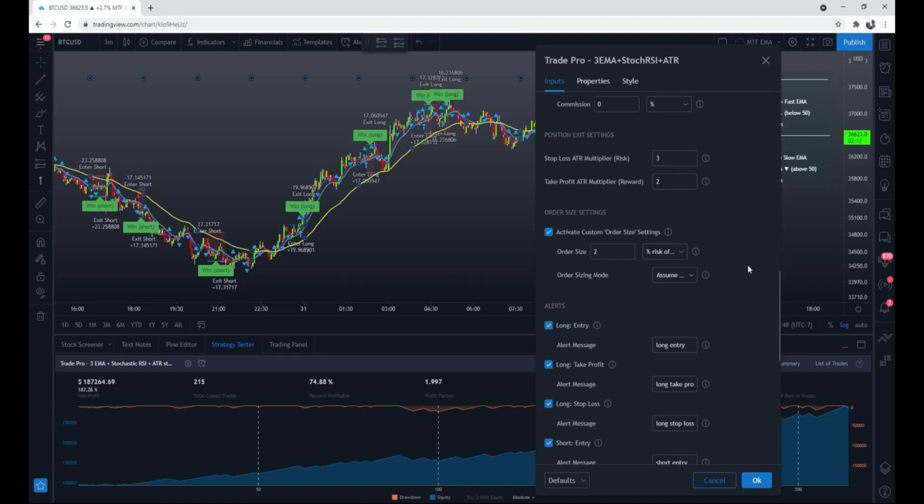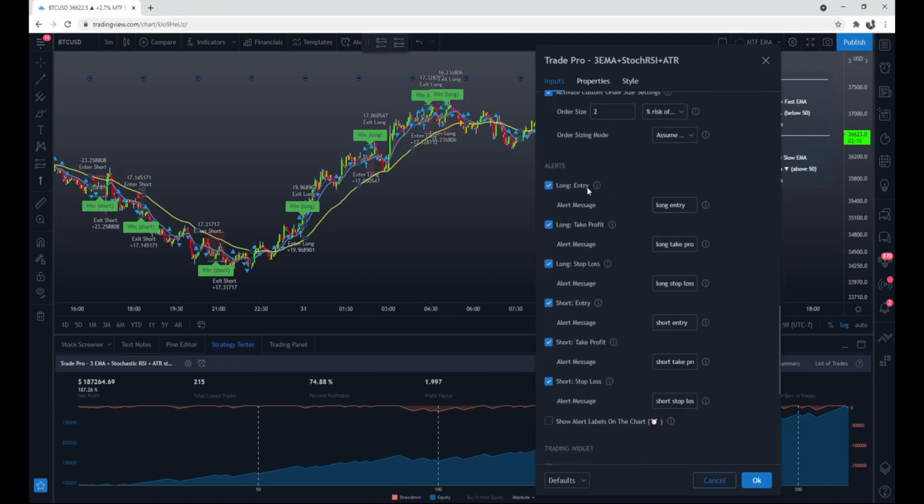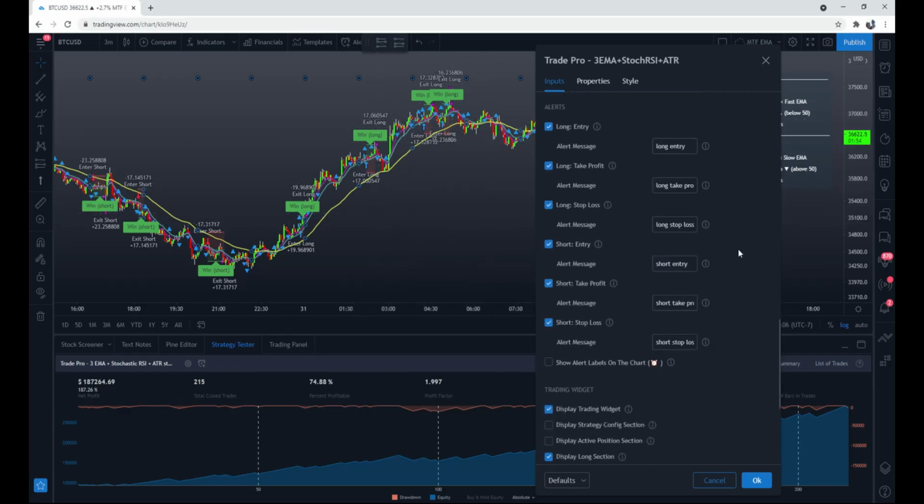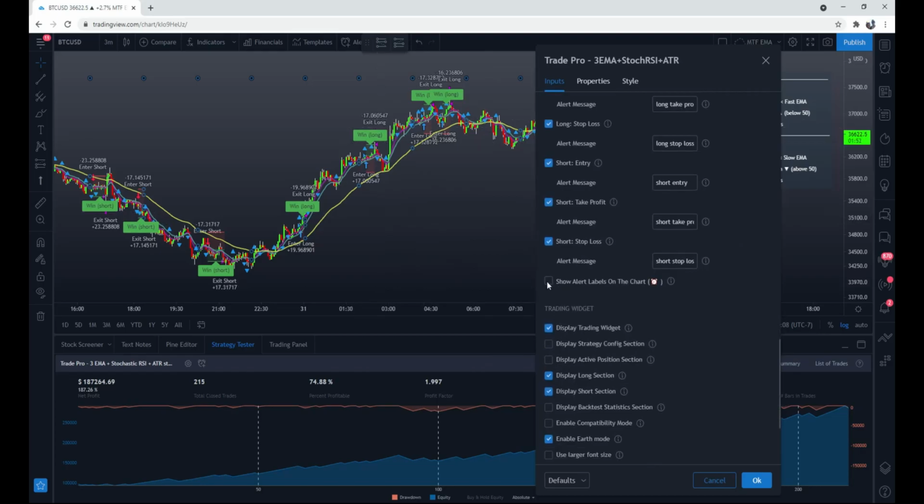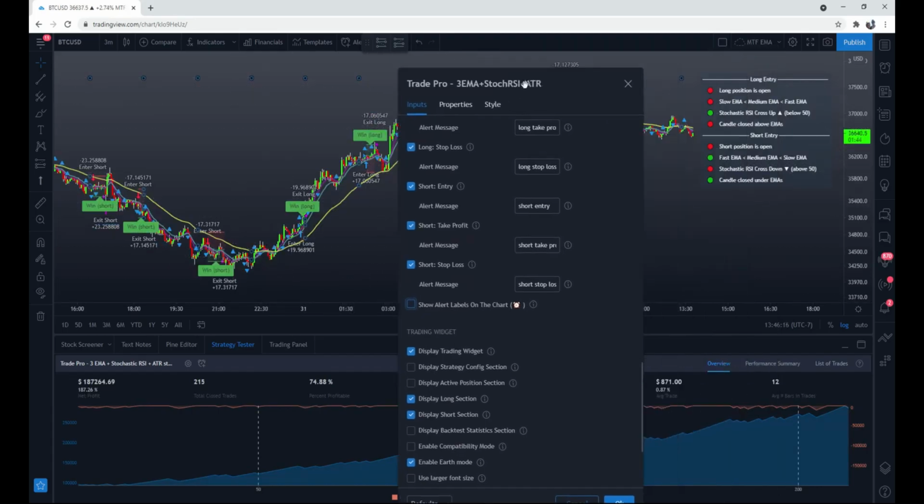And then we can go down here and take a look at all the alerts. So you can set up alerts, so it will give you alerts each time you should be taking an entry, each time that you have a take profit hit or a stop loss hit, and you'll get an alert for that. You can also have it show the alert labels on your chart. Not really a big deal. It just puts a little alarm clock up there. Kind of makes it a little clunky, so I actually prefer to not have that.